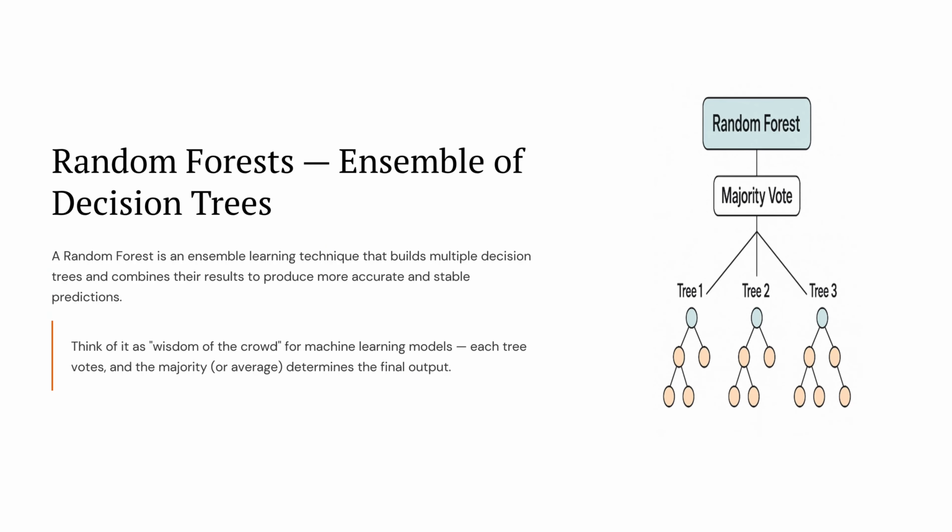Random forest is a group of many decision trees working together. Each tree makes its own prediction and the final decision comes from the majority vote. This teamwork approach makes the model more accurate, stable, and less prone to errors, like the wisdom of the crowd in action.